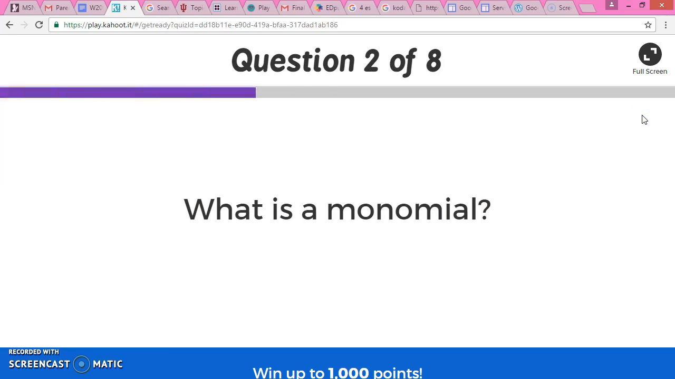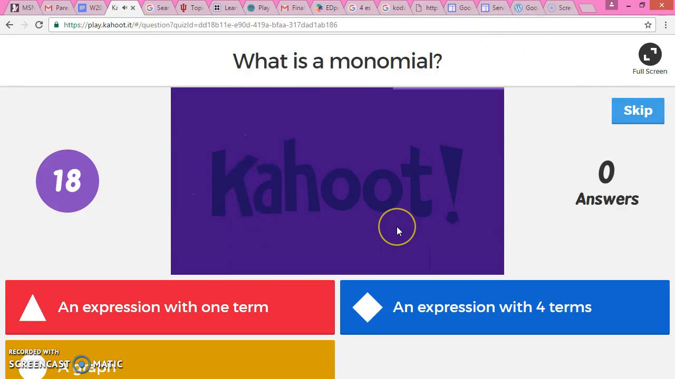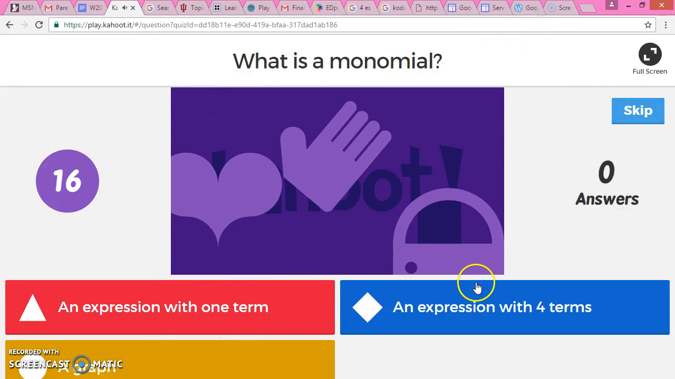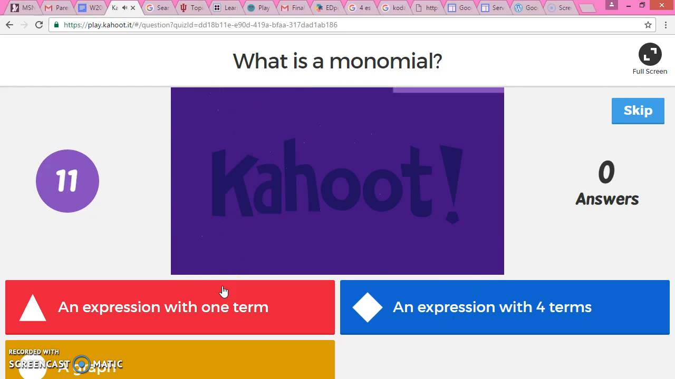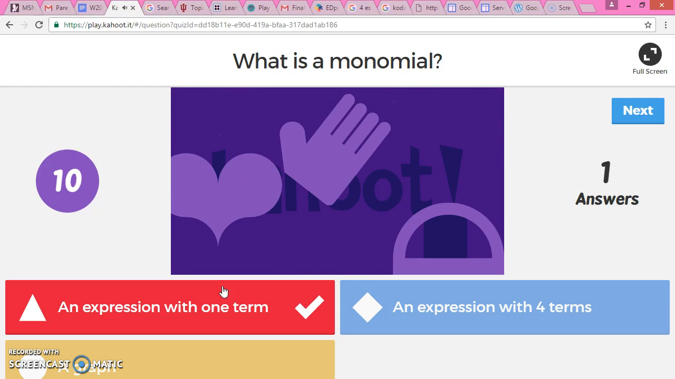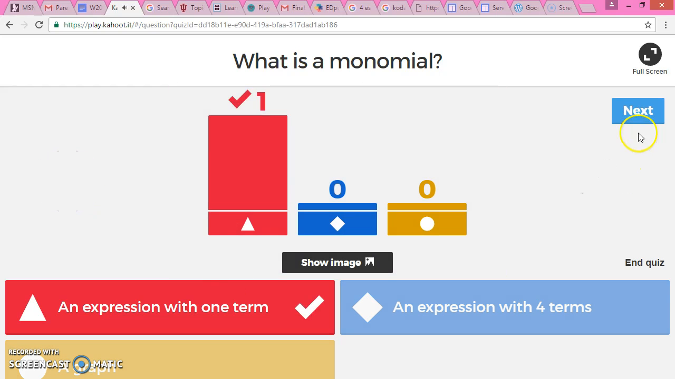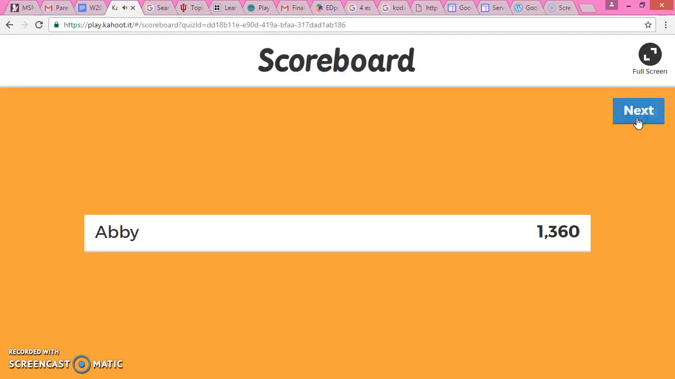Okay, the next question is, what is a monomial? So again, you have the 3, and then you have the 3 on your phone. And I know that it is indeed triangle. Now you can end the quiz anytime you want if the material gets too hard and it's not your own Kahoot. It's under where I'm recording, but it says end quiz in small little letters.